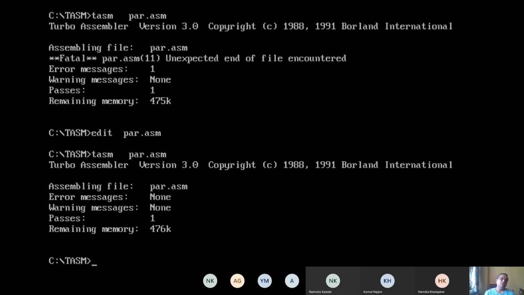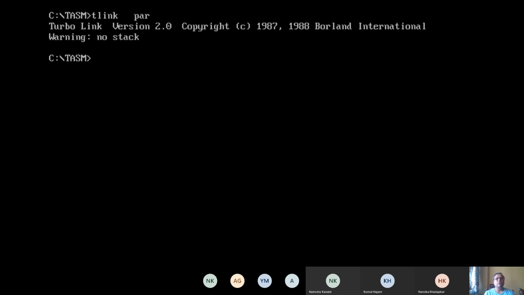So you can see this time there is no error. Error messages none, warning messages none. I will again clear the screen. I will link my program. So let's say TLINK, I have to write PAR. No extension is required. When I press enter, it will link my program with one warning, that is no stack. It is okay. I'm not using any jump instructions, so not having stack is not a problem.